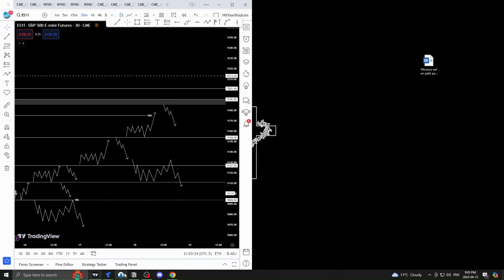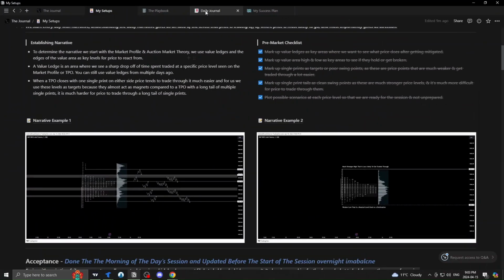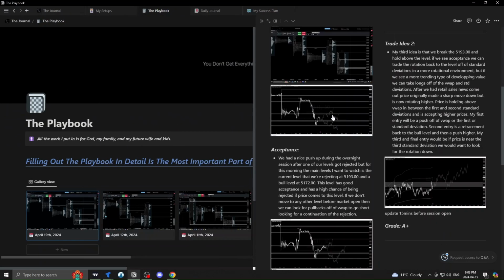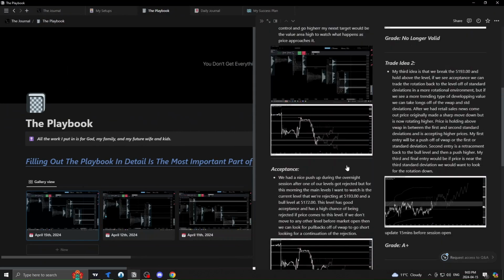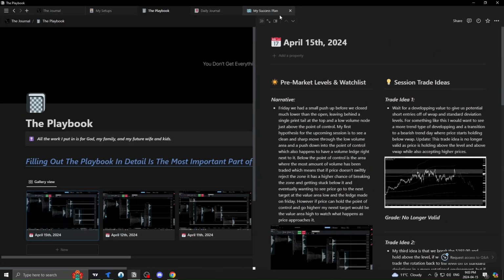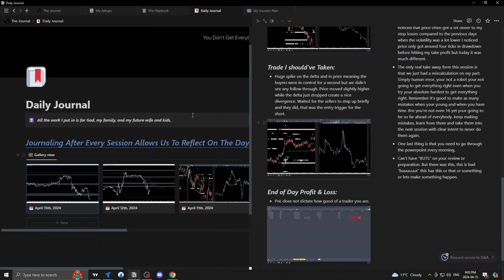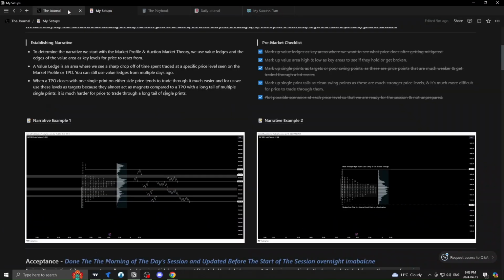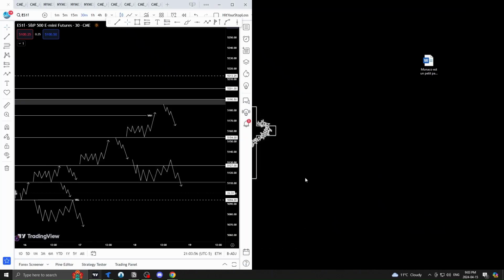It's an amazing platform. I use Notion for tracking all my setups. I have my playbook here and go over everything that I like to see happen. I have a success plan. I have a daily journal. Everything in here has a purpose, and that purpose is to help me become an elite trader.